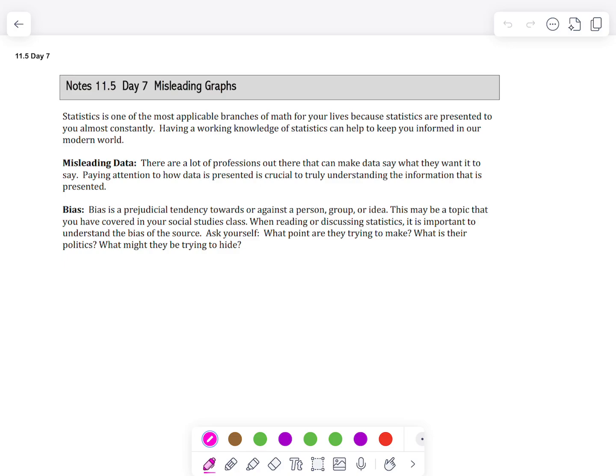There's also biases. Biases are prejudicial tendency towards or against a person or idea. This topic will also probably be covered in your social studies classes when you read or discuss stats. It's important to understand the bias of the source. You can ask yourself, what point are they trying to make? What is their politics? What might they be trying to hide?